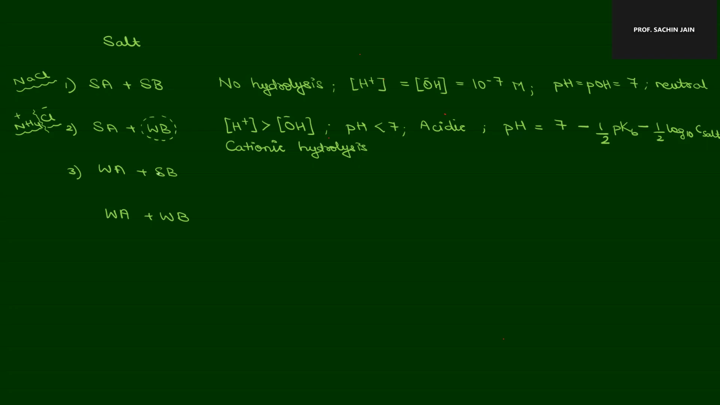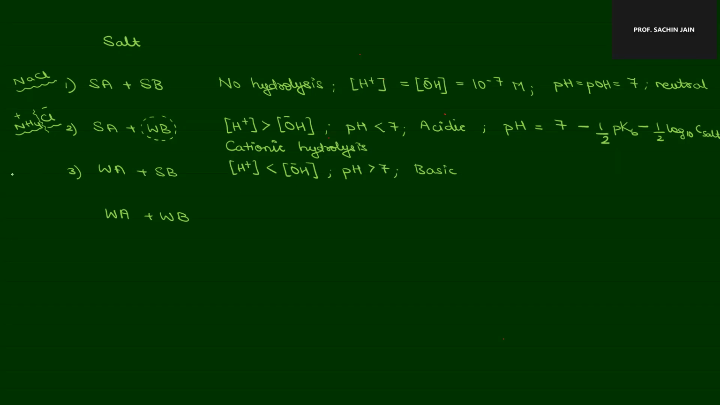अब सेकेंड केस, weak acid and strong base. Example: acetic acid and NaOH. So in this case the OH minus concentration will be greater and H plus concentration will be less. pH will be greater than 7. Solution will be a basic solution.